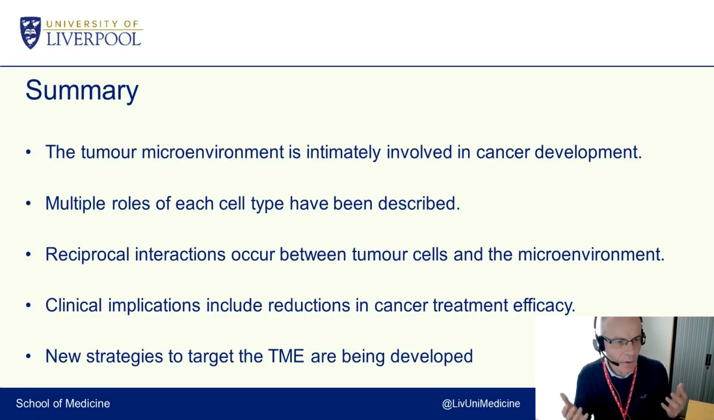So what about overall summary? Well, in summary, the tumour microenvironment is very important in cancer development and progression. They have a cellular component and an extracellular component, and there are multiple roles which have been described for each. And the important part is this is bidirectional reciprocal interactions between the tumour cells. We know that it has an effect on progression of cancer and cancer treatment efficacy, and we are trying, as we move forward in research in Liverpool as much as anywhere else, to look for new ways of targeting the tumour microenvironment.